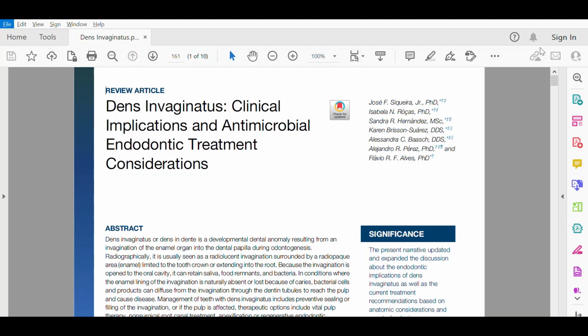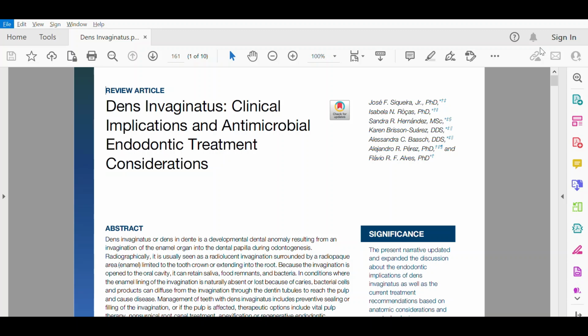It is a developmental malformation that radiographically looks like one tooth inside another one, and its prevalence in permanent teeth varies from less than 1% to 10% depending on the population. The genetic factor related to ethnicity may be the reason for the difference in prevalence, and 43% of the cases represent a bilateral occurrence.